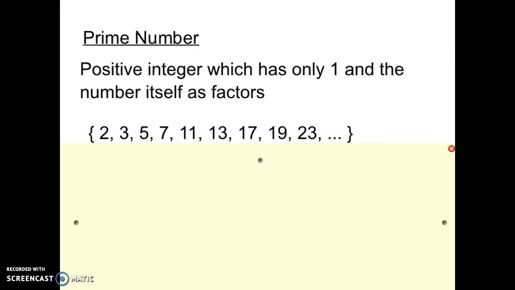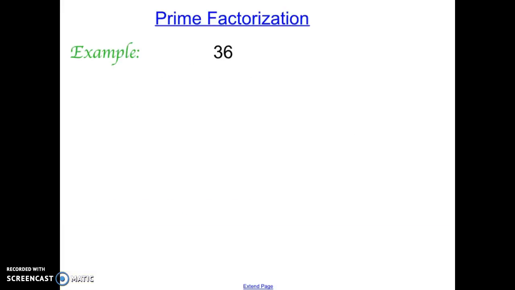Now you may be asking, what's a prime number? Well, a prime number is a positive integer which has only 1 and the number itself as factors. I've listed here the first few prime numbers: 2, 3, 5, 7, 11, 13, 17, 19, 23. This list goes on forever. Note all of these numbers are only divisible by themselves or 1. All other numbers are basically known as composite numbers. They can be broken down, or I should say all other integers.